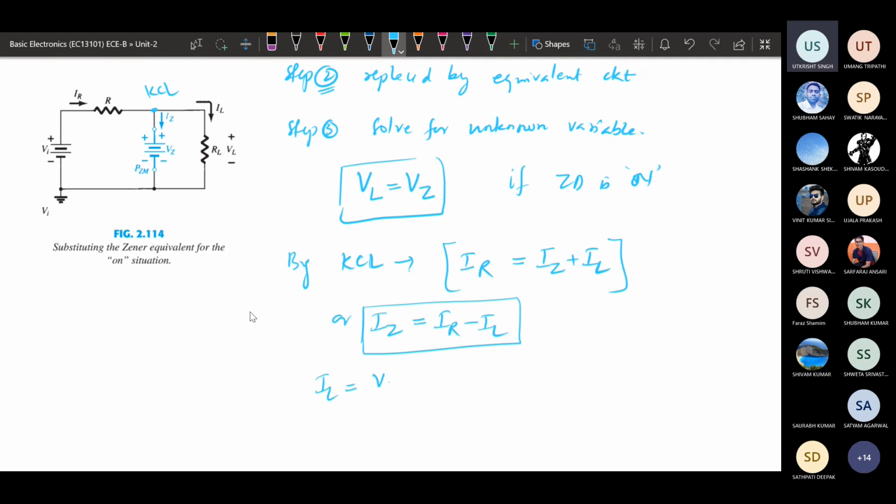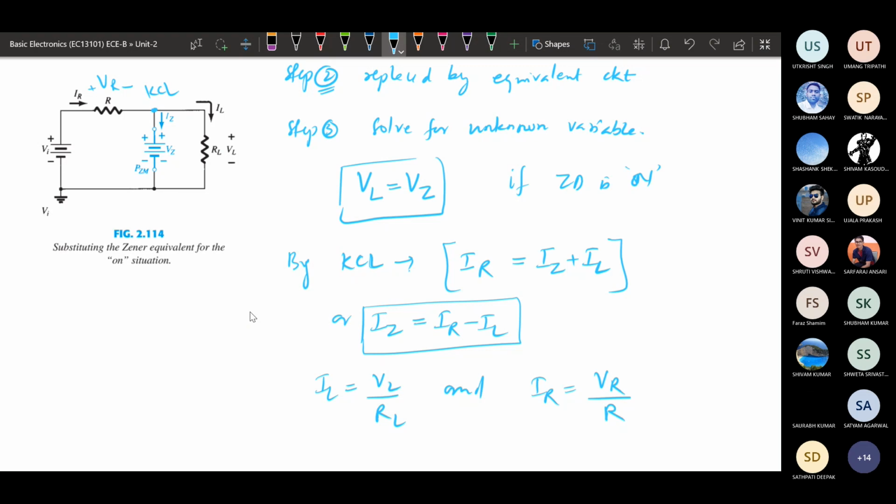So IL will be equal to VL divided by RL, and we know the RL value and the voltage across it. The IR value will be given by the voltage across this resistor, VR, divided by R. This will give out IR. So once we know the IL and IR, we will be replacing them here and we can get the IZ value.